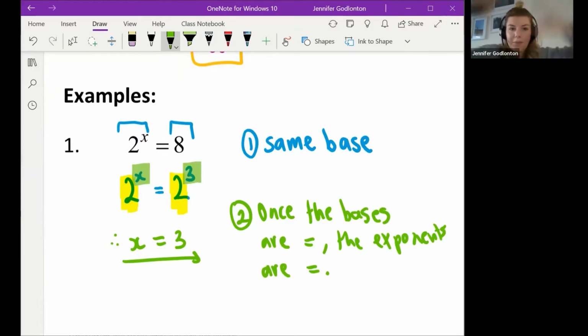So our first step, let's just try and go through this. First step is we want to get our numbers to have the same base on both sides. And then once those bases are the same as each other, we can make the exponents equal to each other. And sometimes we have to do a bit more work to solve for x, but we would just get to our answer of x. Okay.